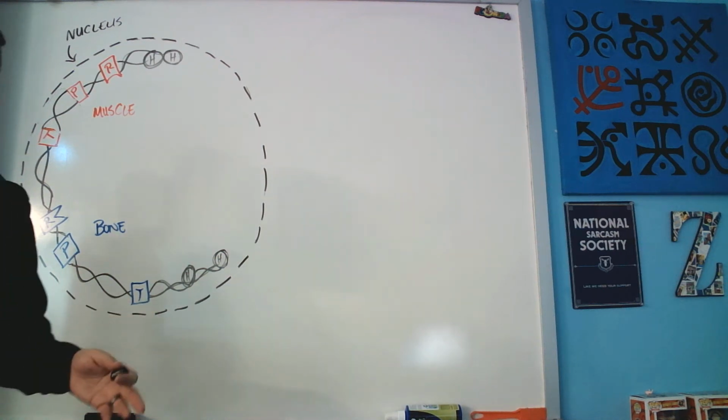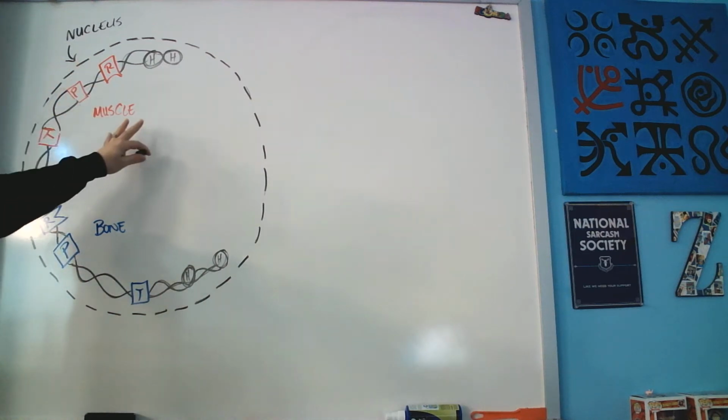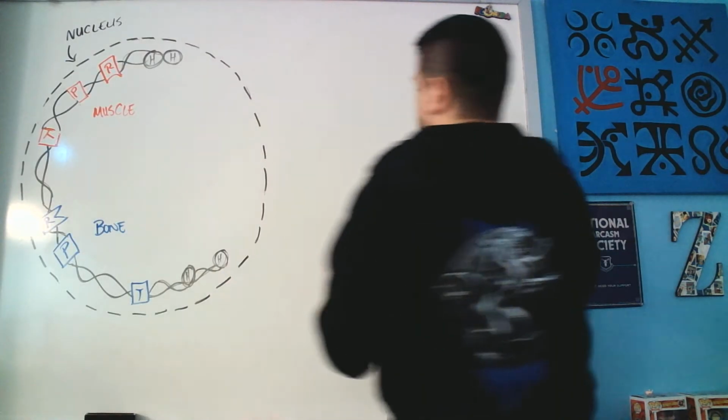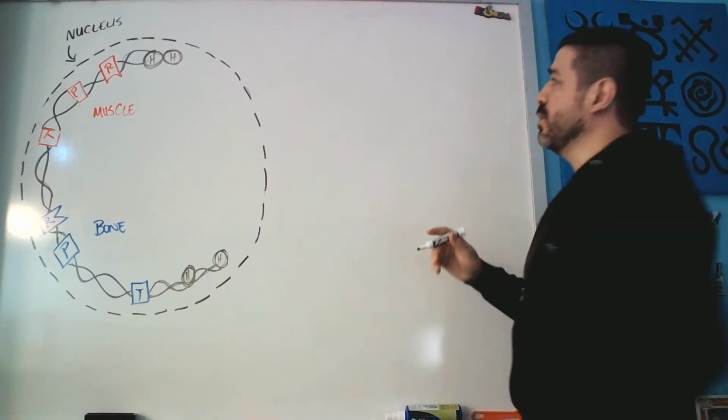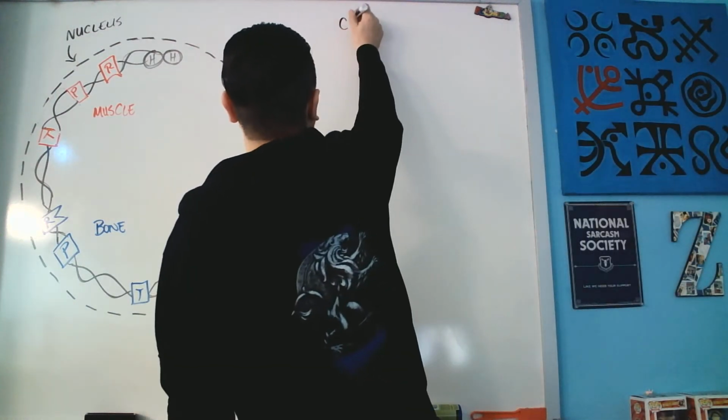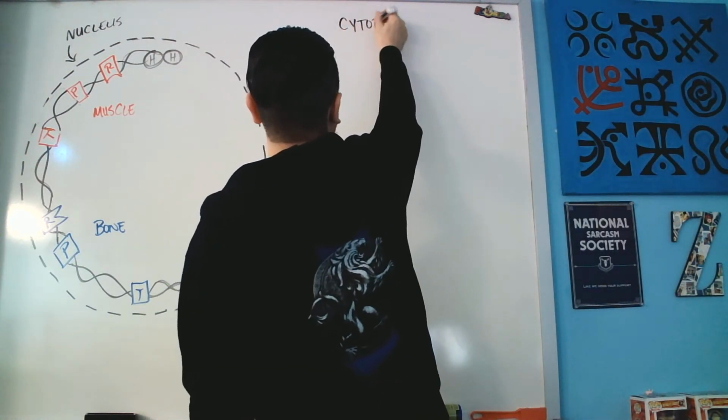But if you're setting this up in your journal, then if this represents the nucleus, everything else outside of the nucleus is going to represent the cytoplasm. So we're going to identify this area, if you will, as the cytoplasm.